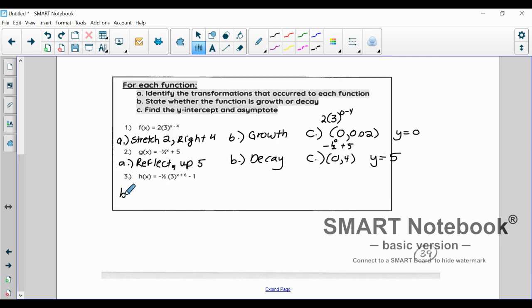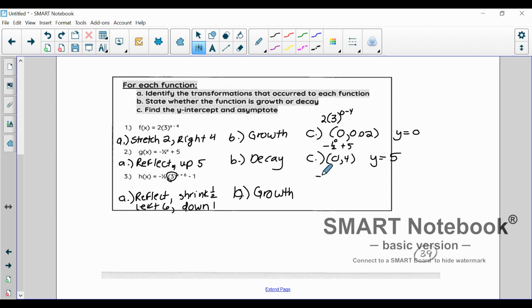And then this last one has an a value of -1/2. So that's a reflect because it's negative, a shrink by 1/2. It's +6, so that meant it went left 6. And it's -1, so that means it went down 1. The base, so the thing that's being raised to the exponent, is 3. So because that's 3, that means that we have growth.